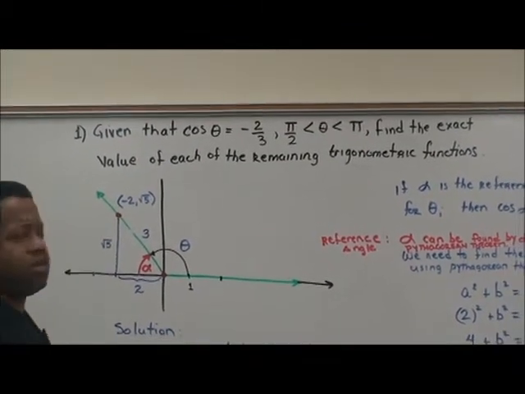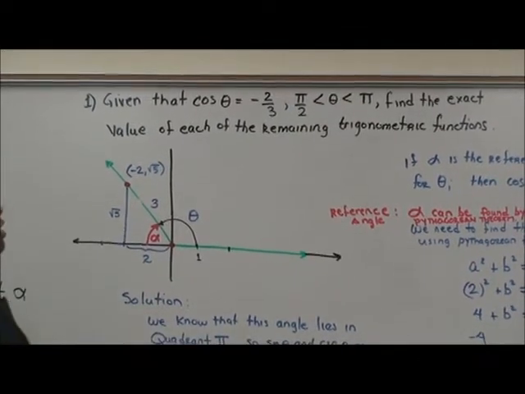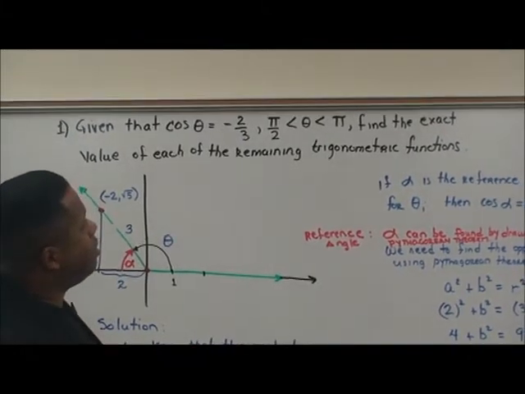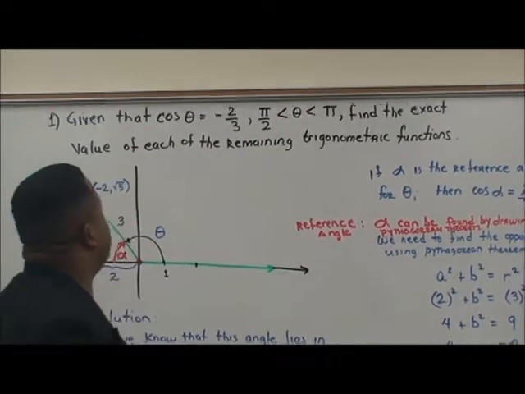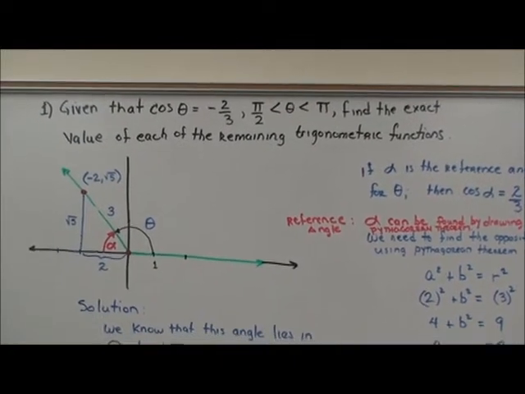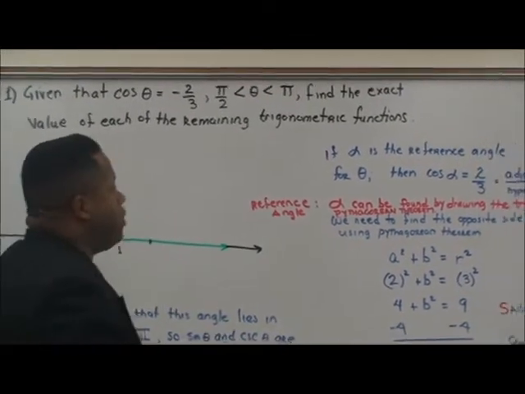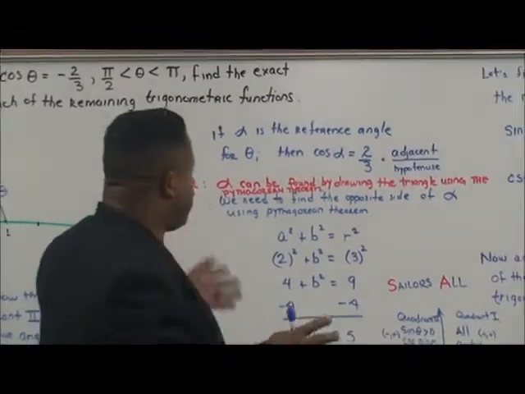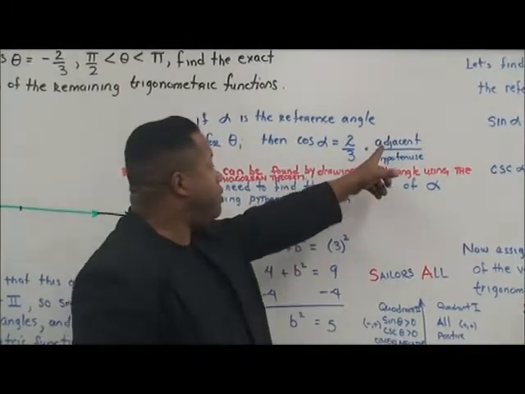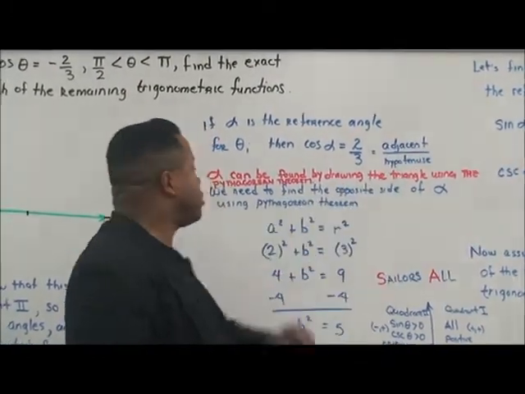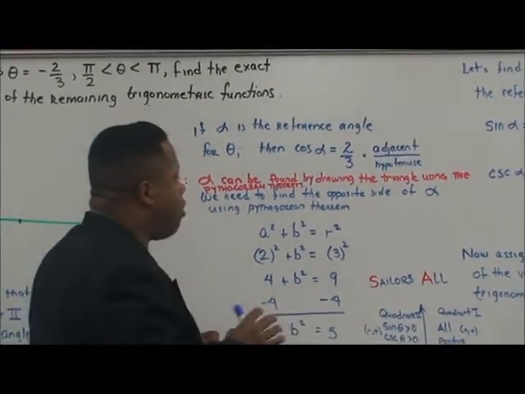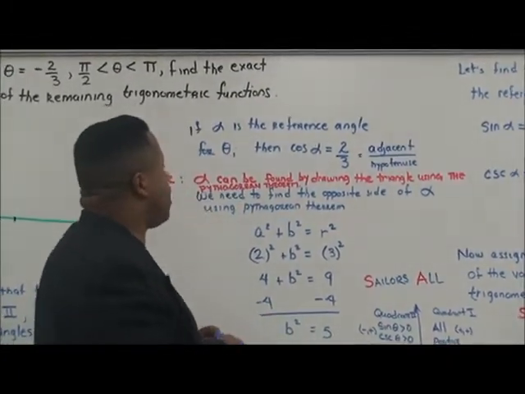Given cosine theta is equal to negative 2/3, and pi over 2 less than theta less than pi, find the exact value of each of the remaining trigonometric functions. Now, if alpha is a reference angle for theta, then cosine alpha is equal to 2/3, and we have the adjacent side over the hypotenuse. The reference angle alpha can be found by drawing the triangle and using the Pythagorean theorem.